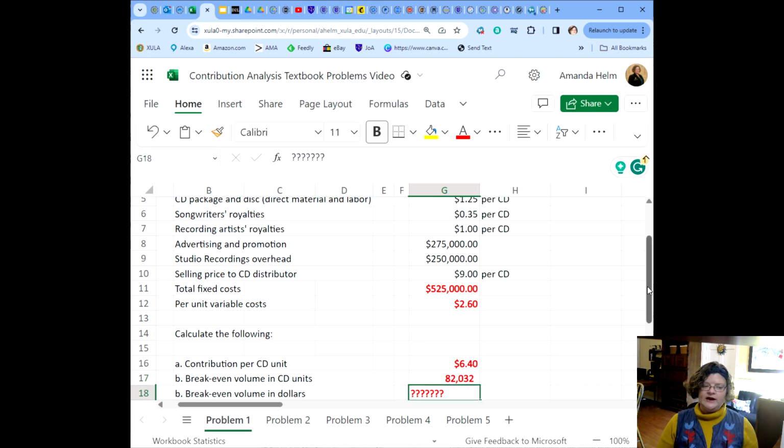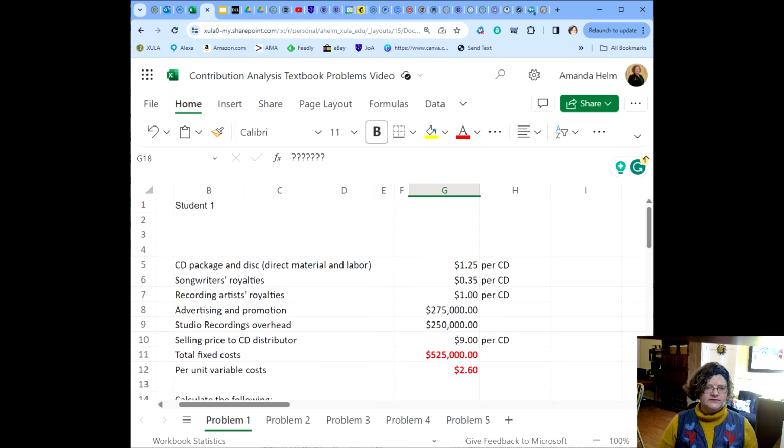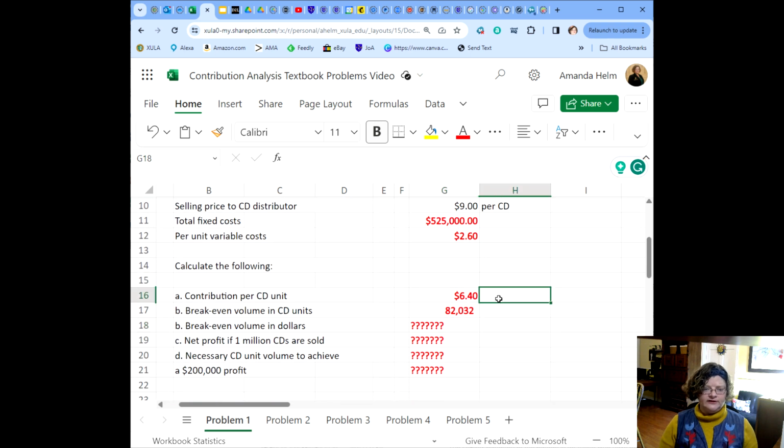To do the break-even volume in dollars, there's two ways I could calculate that. And in general, when you can see that there's two ways you could calculate something, that's a way that you can check your own work, make sure it works. So one way is I could use the contribution margin. And I didn't calculate a contribution margin, so I'm going to calculate it over here.